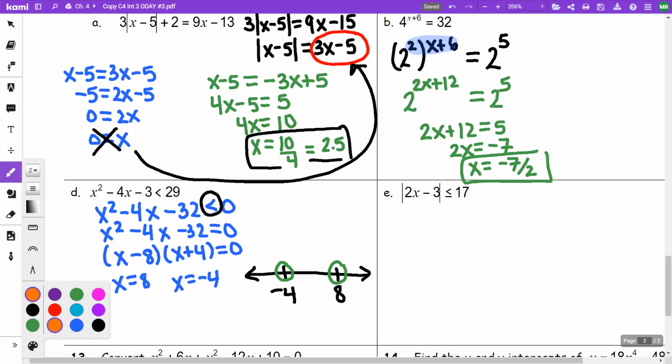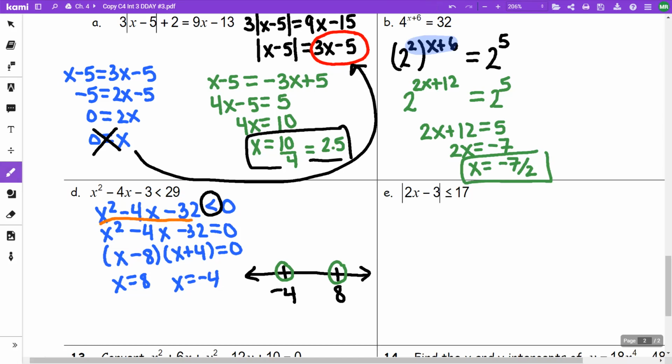The way I think about these is this is really a parabola. This x squared minus 4x minus 32 is a parabola. I want, where's the parabola less than 0? That really means where is it lower than the x-axis. So I'm going to think of this as a positive parabola. Opens up.